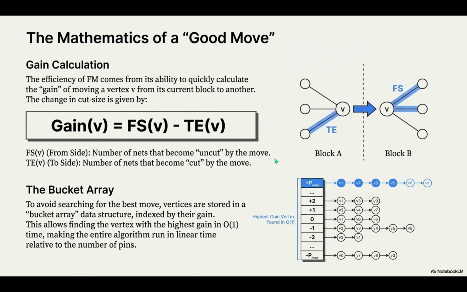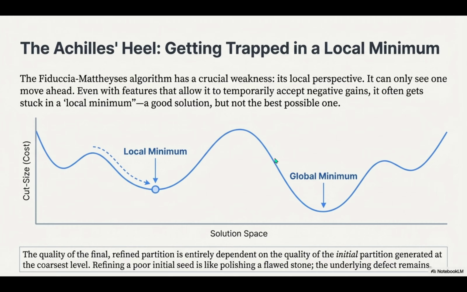It's basically instantaneous. Wow. Okay, that's our second big principle then. FM is linear. You use this bucket array trick for lightning fast improvement. That's the key. But this brings us back to the flaw. FM is fast, but it's also greedy. It can only see one step ahead. And that means it gets trapped in what we call a local minimum. Right. It finds a solution that's pretty good. Maybe even the best solution in its immediate neighborhood.